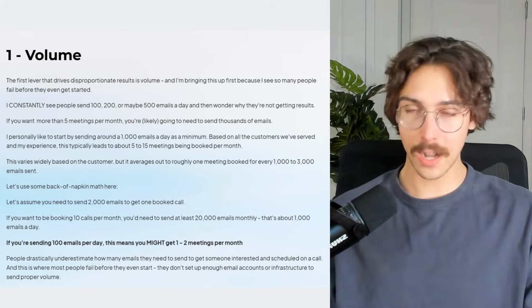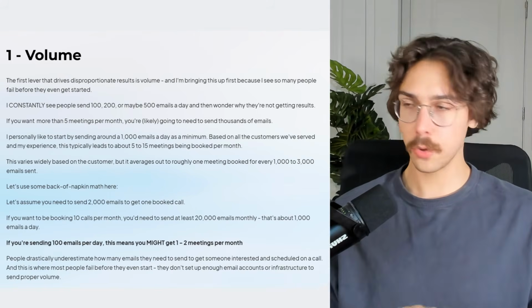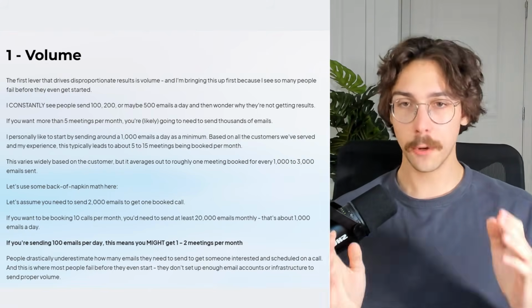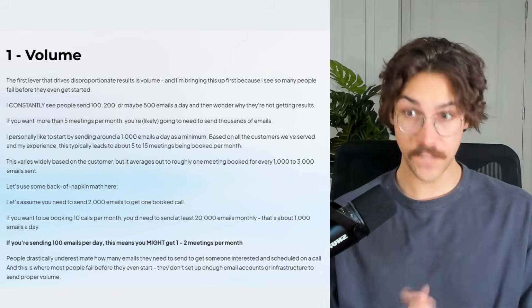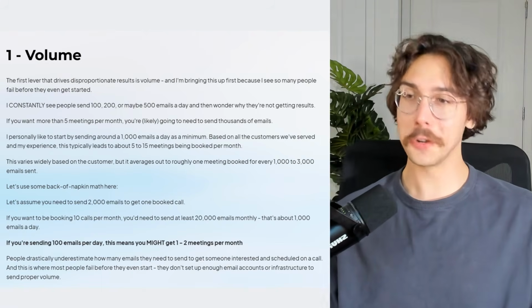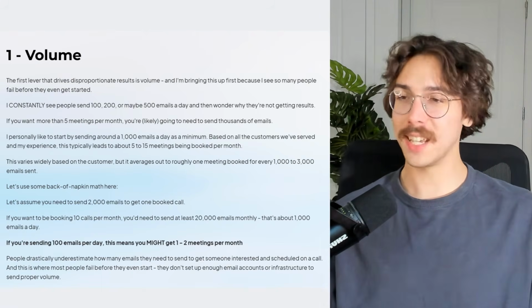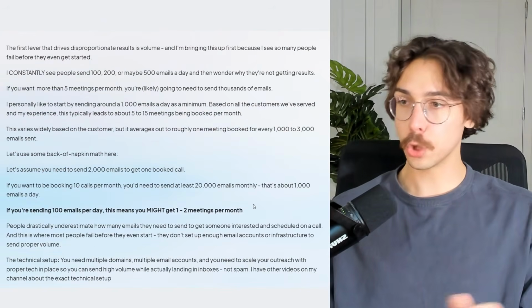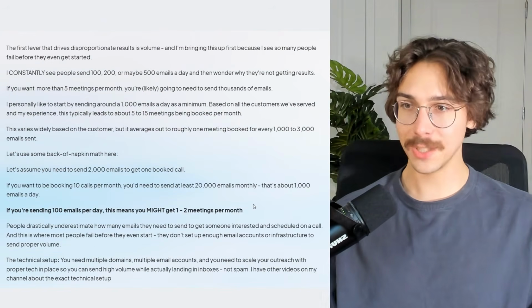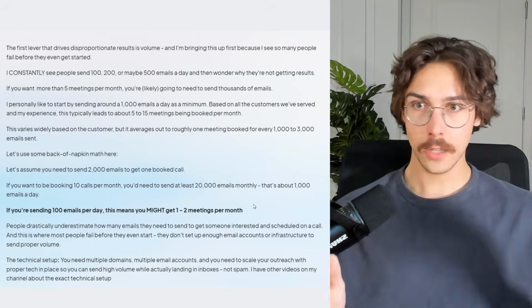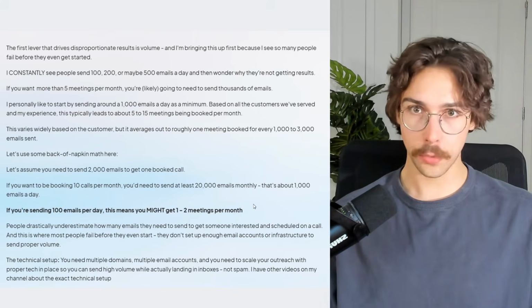Now, there's going to be someone out there who manually writes all their emails or hyper-personalizes them and gets more. But for the people out there that want to be getting 50 meetings a month, you're not going to be doing that off of 100 emails a day. I just want to be very clear when saying that. Yes, there are edge cases, but for the most part, this is what we've seen be the truth. People drastically underestimate how many emails they need to get someone interested and scheduled on a call. Let's say you send 1,000 emails and let's say you get 2 or 3 people interested.